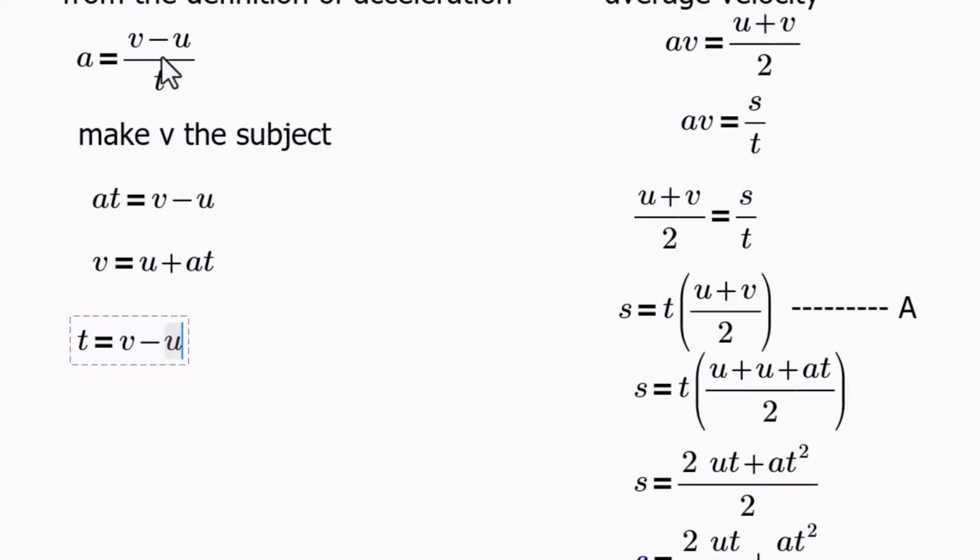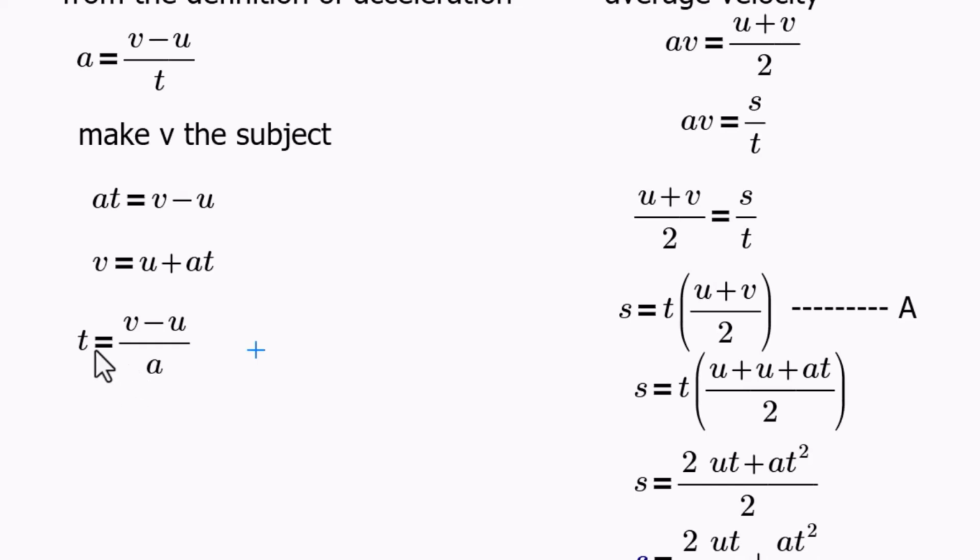minus u, but this time around dividing by a. So this is what I will substitute. It is t equals v minus u over a. This is what I will substitute into this equation a. Remember the way I did it in the classroom. Just take your time and go through this video, you will understand everything better.